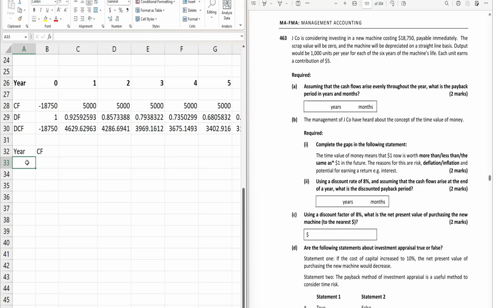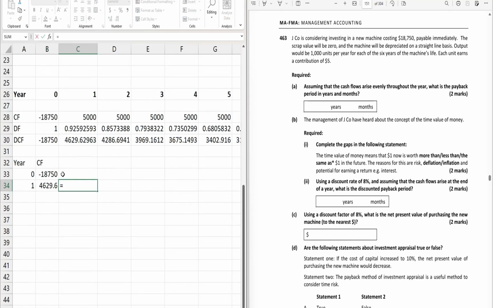So in year 0 we have invested 18,750. Now in year 1 we have received this much amount. So how much amount is still remaining to be received? So it will be 14,120. And for year 2 again we have earned this much amount, and how much are we still left to recover of our initial investment? It will be this plus this.